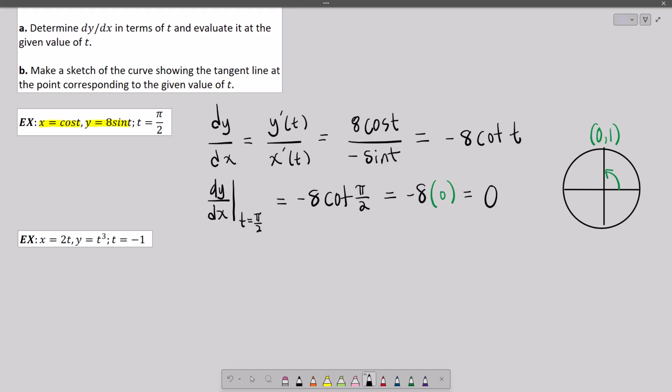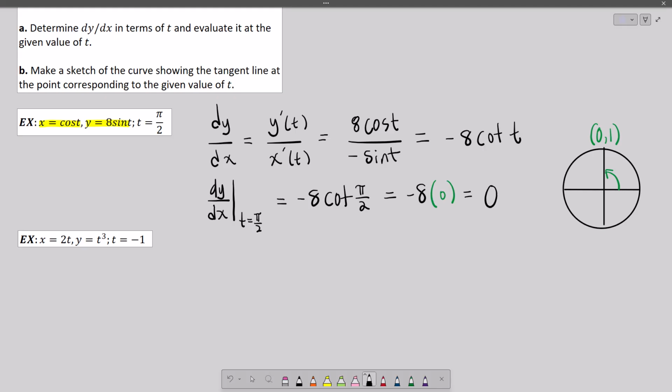So what does that mean geometrically? If we have a derivative that's equal to 0, what does the derivative represent geometrically? It's the slope of the tangent line, but the tangent line would have to be horizontal. If the derivative has a value of 0, it means that on the curve at pi over 2, we must have a horizontal tangent line.